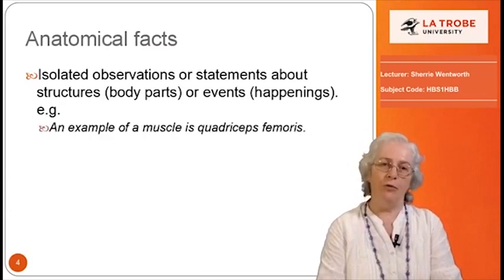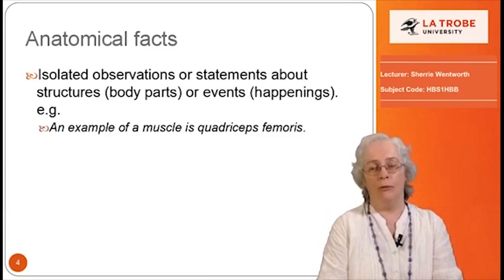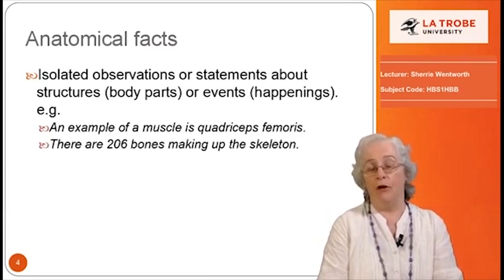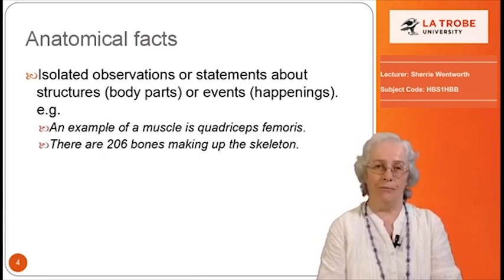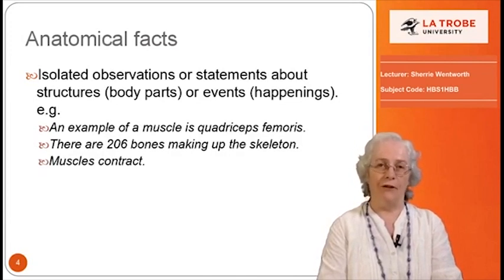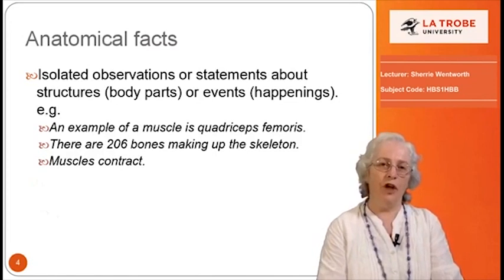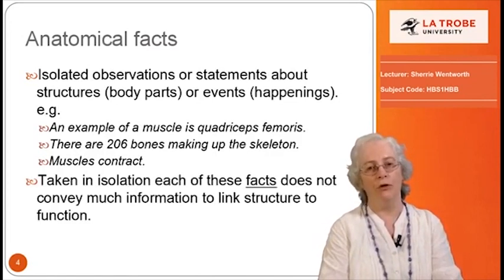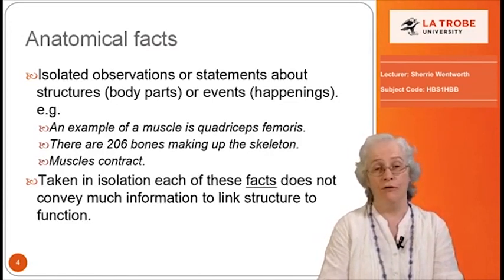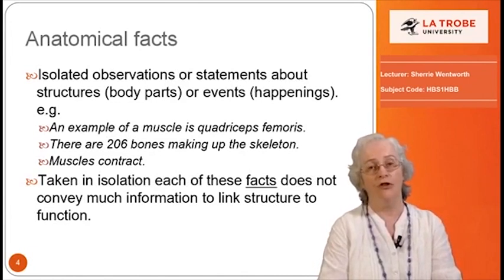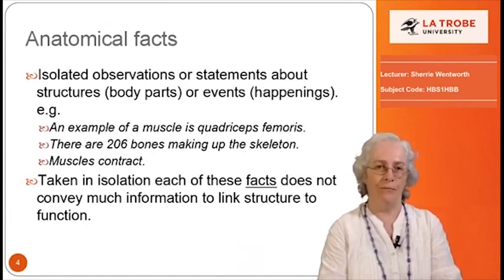An example of this would be a muscle. There's a muscle in the body called quadriceps femoris. There are 206 bones in the body. Muscles contract. They're all facts. They're isolated though. They don't help you understand how the body works. They don't convey a lot of information at all that links the structure to its function.